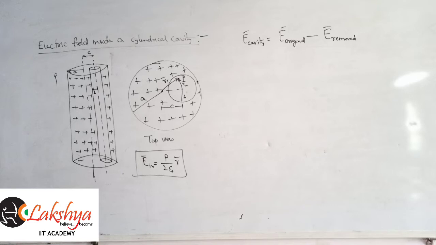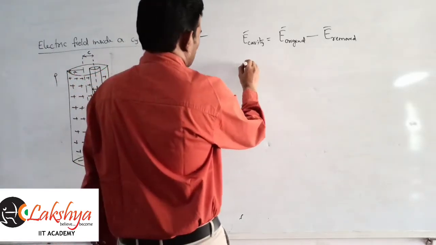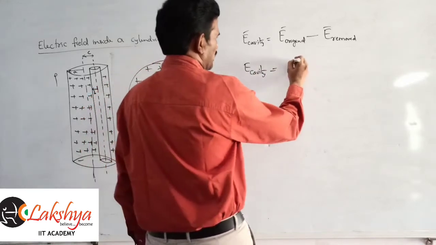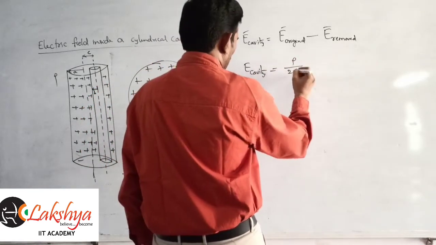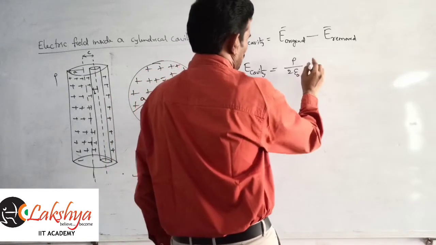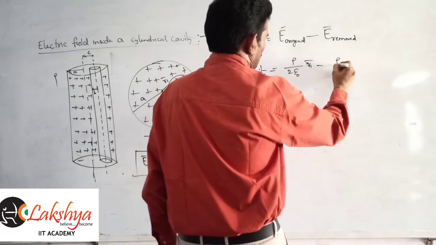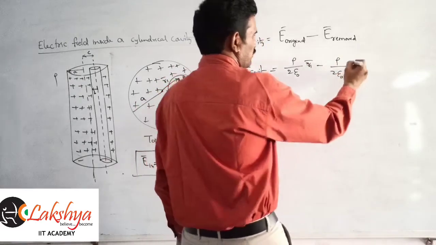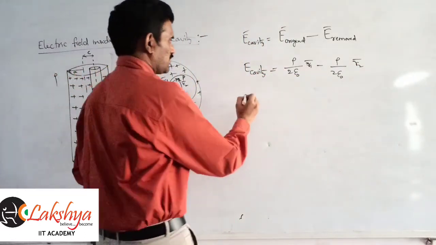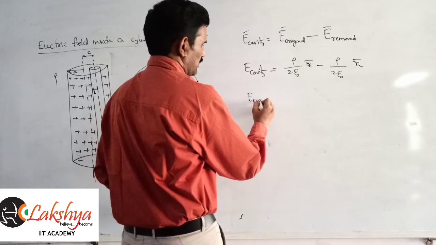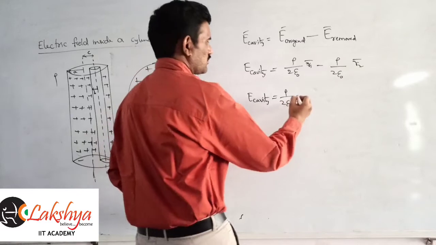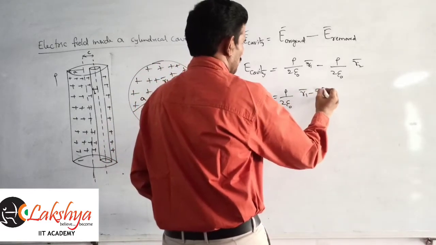That means I can write this as electric field inside this cavity is equal to, due to the original sphere, rho by 2 epsilon naught into R1 bar, sorry this is R1 bar, minus rho by 2 epsilon naught into R2 bar, right? Now therefore this can be simplified as electric field inside this cavity is equal to rho by 2 epsilon naught into (R1 bar minus R2 bar). And again the same calculation you will get here.